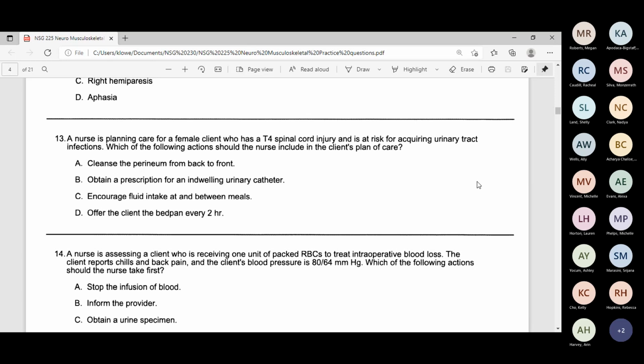Nurse is planning care for a female client who has a T4 spinal cord injury and is at risk for acquiring urinary tract infections. Which of the following actions should the nurse include in the client's plan of care? So they've told us about the urinary tract infection, so I'm thinking the actions would have to do with urinary tract infections.